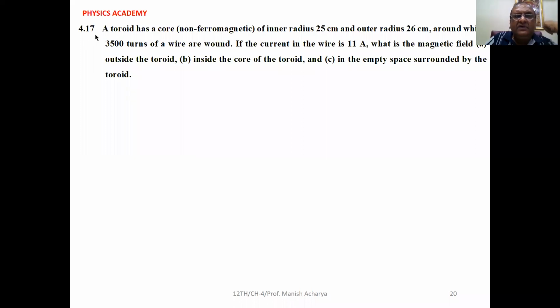Example 4.17. A toroid has a non-ferromagnetic core of inner radius 25 centimeter and outer radius 26 centimeter, around which 3,500 turns of wire are wound. If the current in the wire is 11 ampere, what is the magnetic field (a) outside the toroid, (b) inside the core of the toroid, and (c) in the empty space surrounded by the toroid?